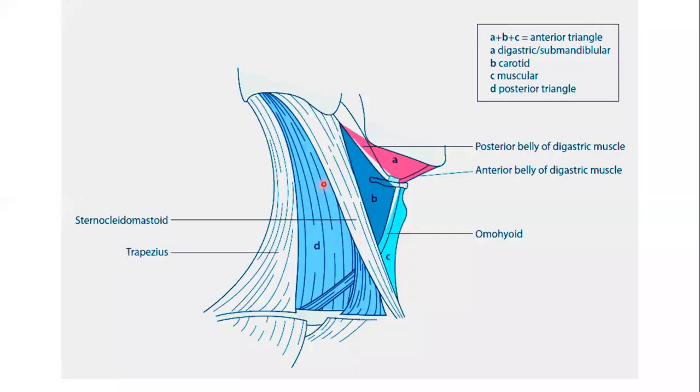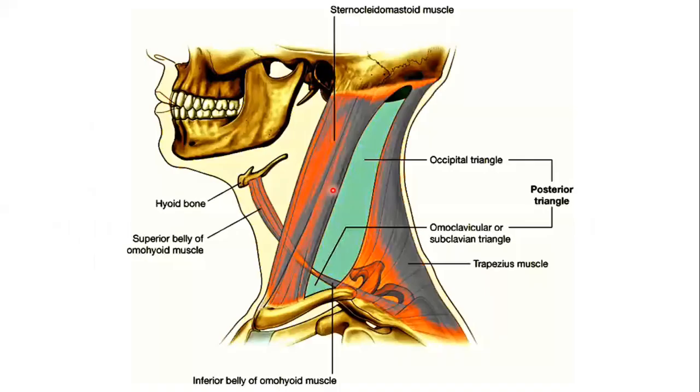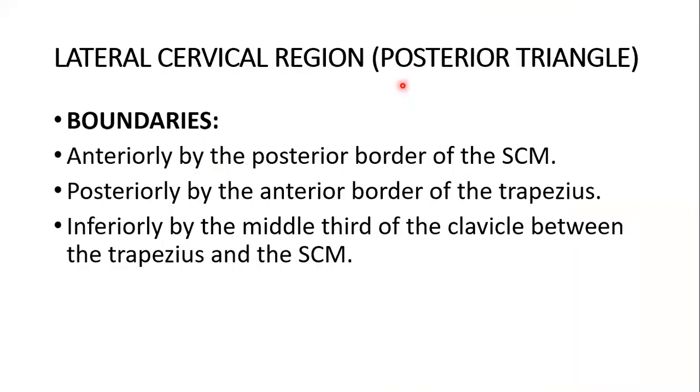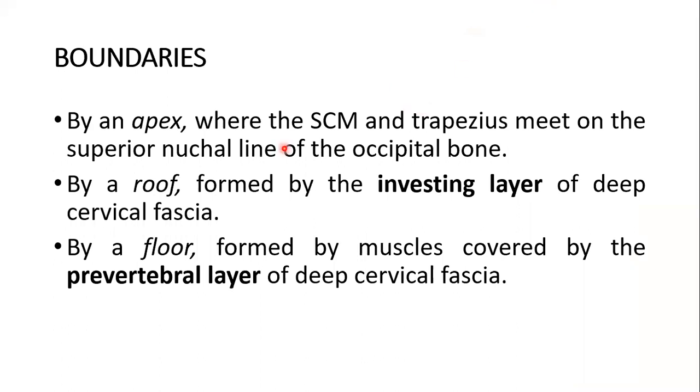You can see, I think this picture is better. You can see this is the posterior triangle. This is the layout, and here you see anteriorly is the posterior border of the sternocleidomastoid. Posteriorly is the anterior border of the trapezius, and inferiorly is the middle one third of the clavicle. Superiorly, this is the apex where these two muscles meet, where the sternocleidomastoid and trapezius meet on the superior nuchal line of the occipital bone.